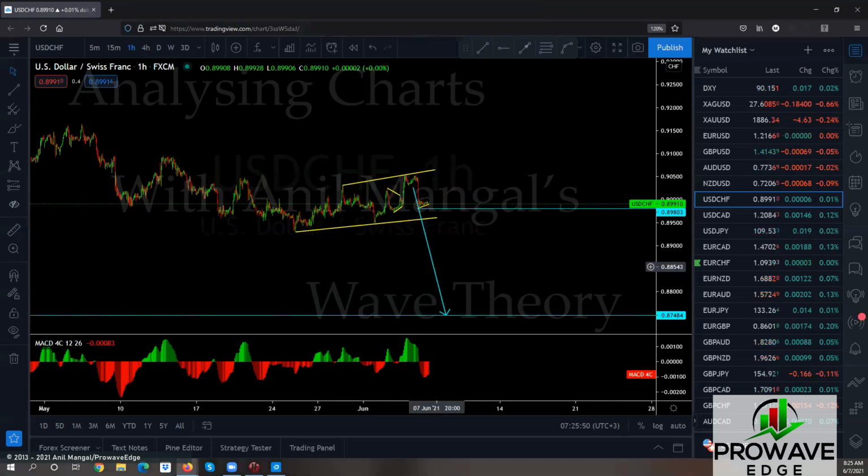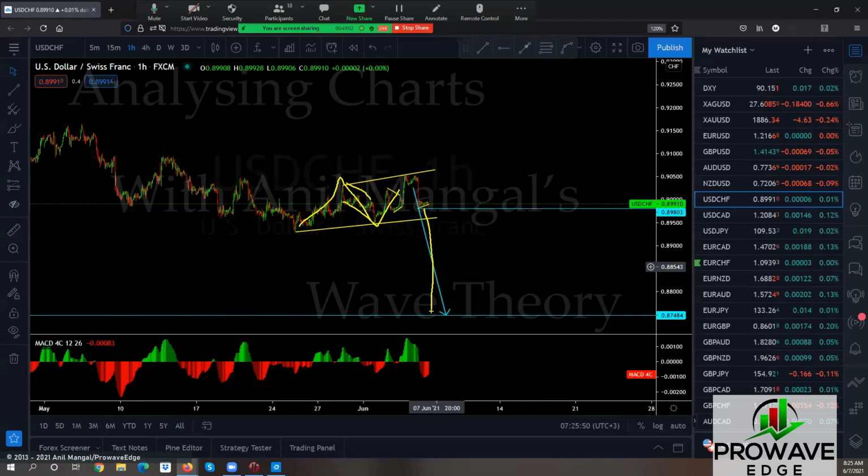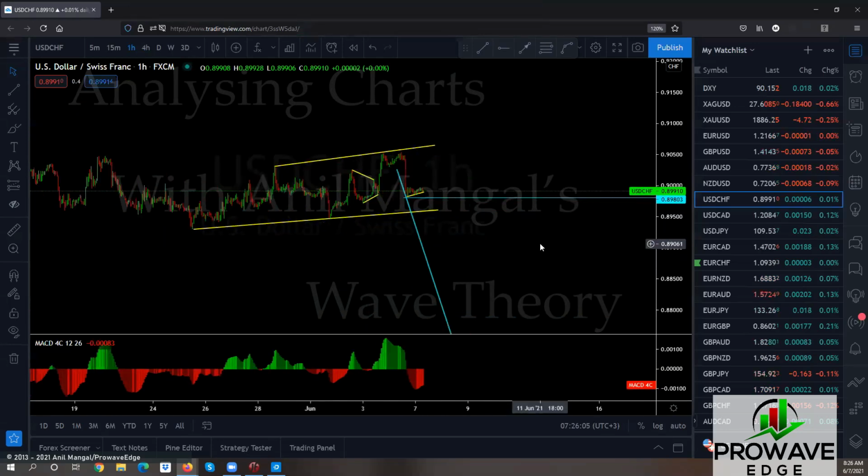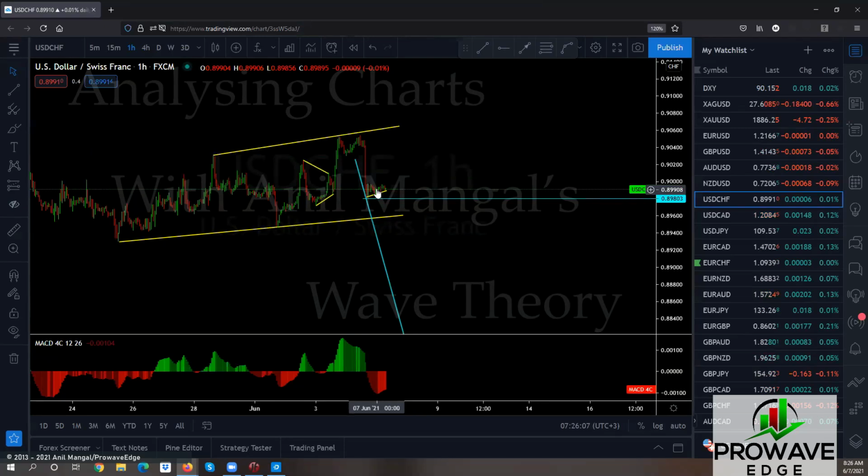Can we look at this as the correction for a 1, 2, 3, and we're going down now? You can make an argument for that. I think there's a good argument to be made for that. And that means the sell setup is a good one. If we get the sell today, we'll take the trade. If it goes up higher, we're not buying it. We don't have anything to buy in this.